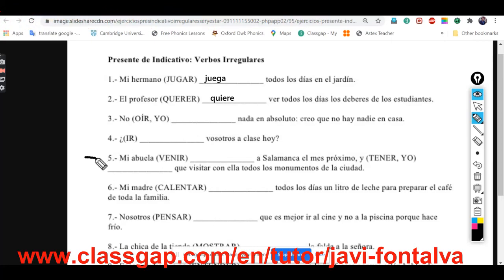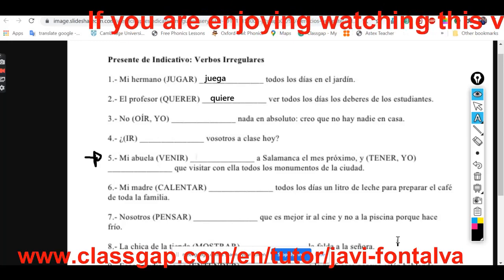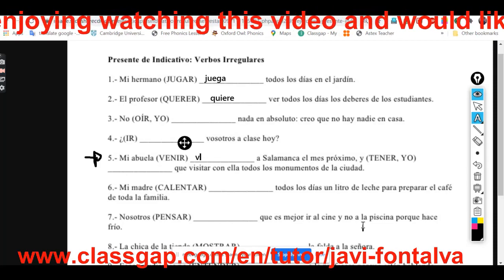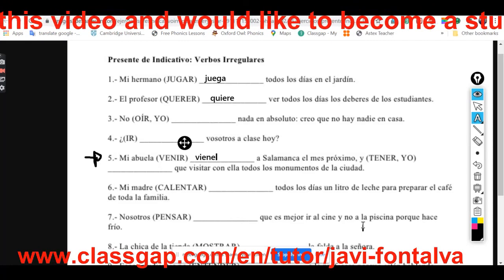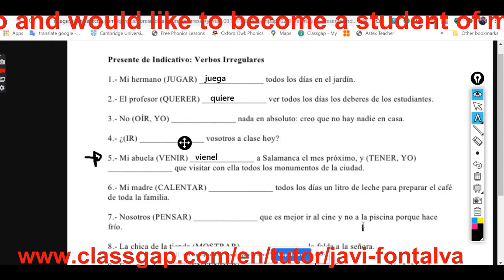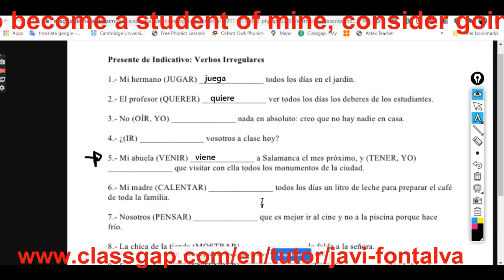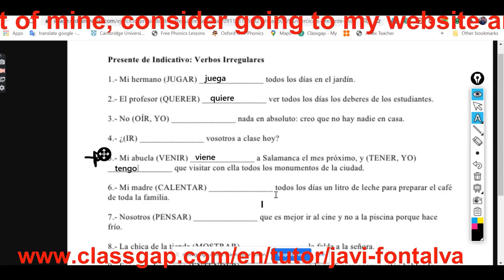We're going to go to number 5, this one, okay? I'll explain why later. Mi abuela viene a Salamanca el mes próximo y tengo que visitar con ella todos los monumentos de la ciudad.